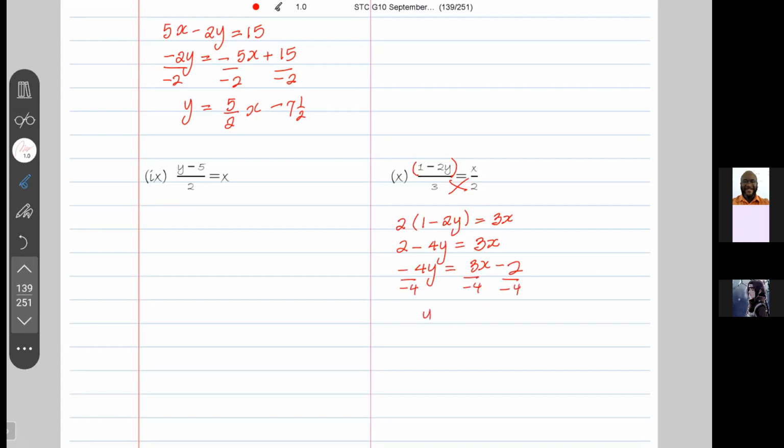And I get y is equal to minus 3/4 x plus a half. The negative divided by a negative is a positive. m is equal to minus 3/4. c is equal to a half, and (0, 0.5) are the coordinates of the y-intercept. Guys, please do IX.